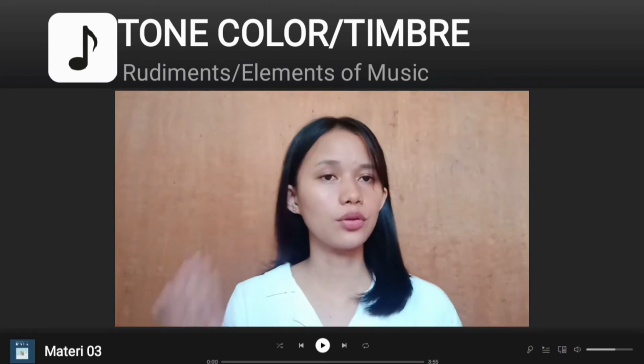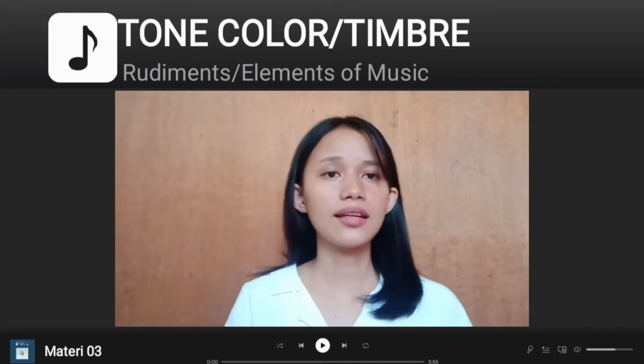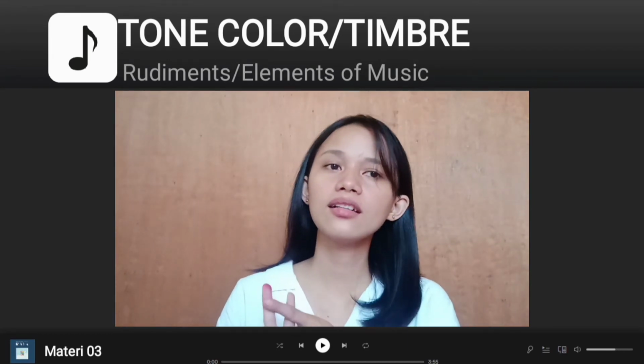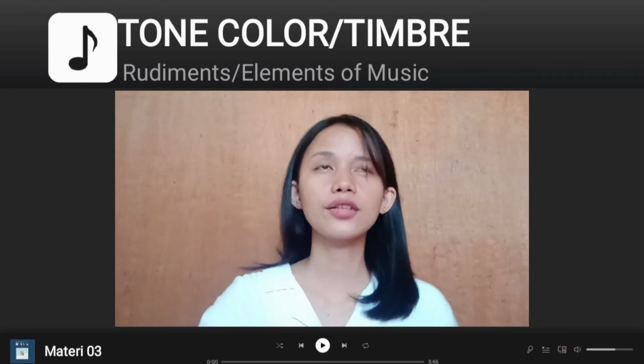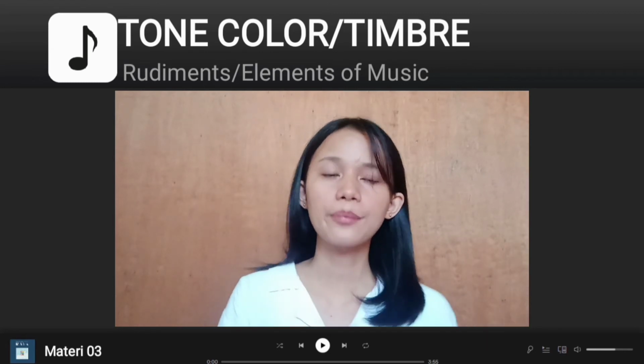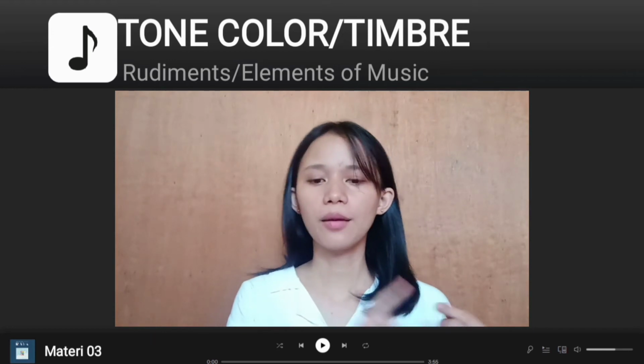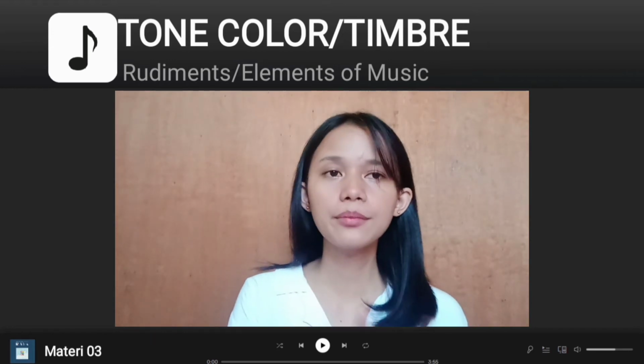Describe natin ang tunog ng ukulele. We can say na ang sound nito ay colorful, fun, ganyan. While the guitar, kung i-describe naman natin ang timbre nito, ito ay uplifting, sweet, warm, ganyan.